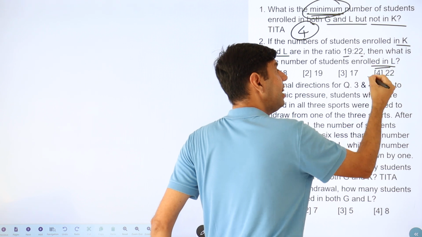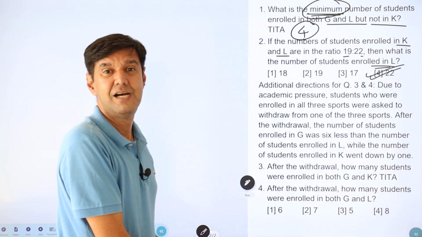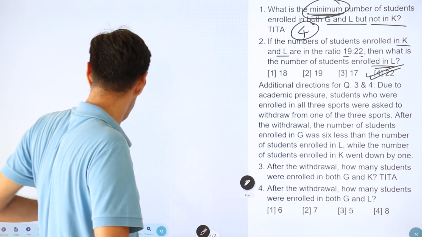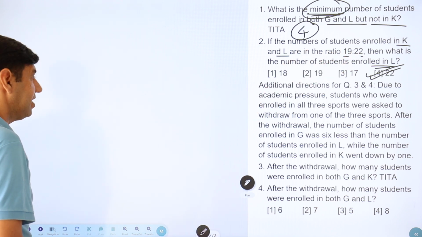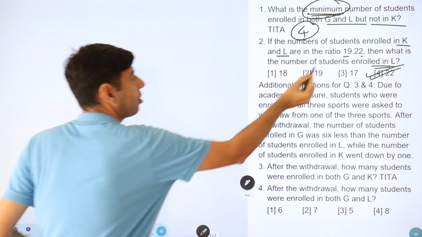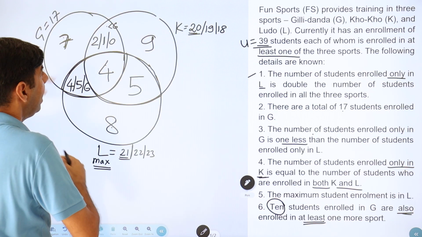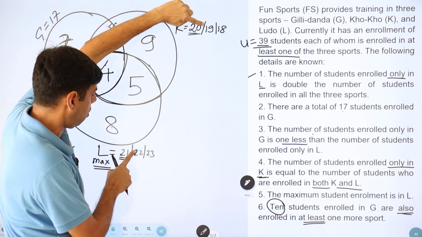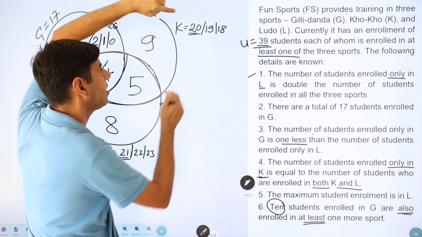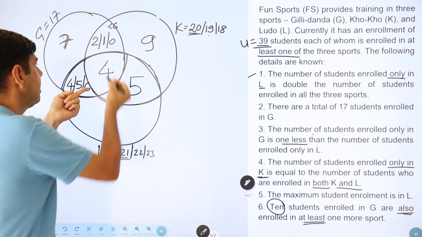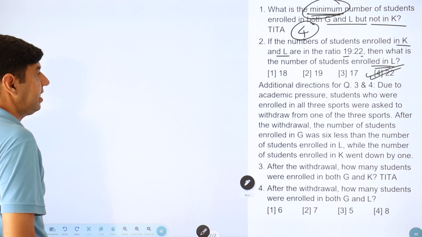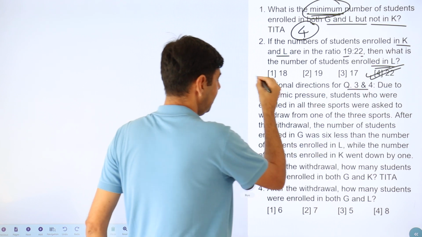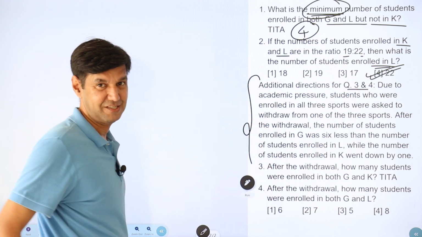And how many are enrolled in L? This 22 direct. So this has nothing to do here because I think the question setter just missed it. Anyways, if we go back, we are talking of K and L. K and L are going to be these numbers, either 20 and 21 or 19 and 22 or 18 and 23. So 19 and 22 is the middle case, right? So that is 22.